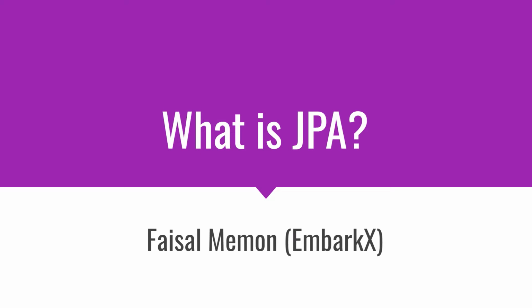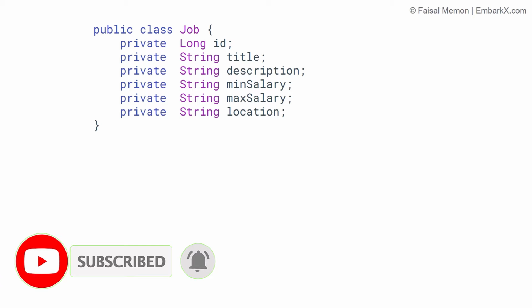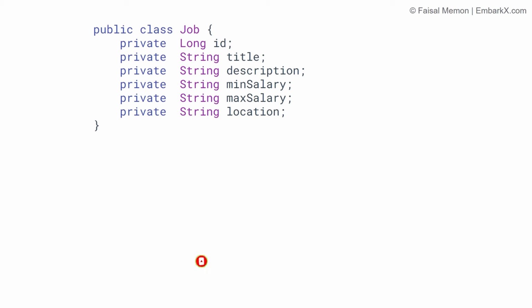Hello everybody, welcome to this class. So let us start talking about JPA and understand what it is. So we now have a job class and now we need to store that job class into the database. So what I mean by storing the job class into the database is whatever information that we are having in the application with the help of this job class needs to persist and gets saved in the database.